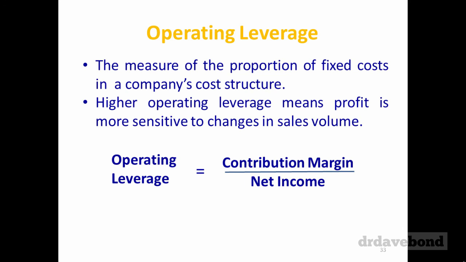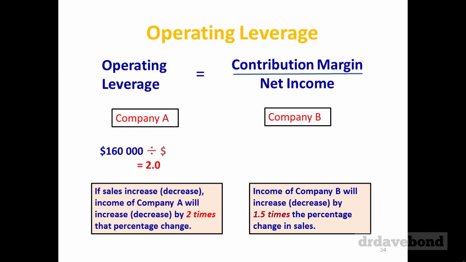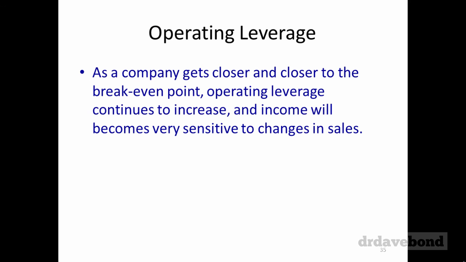What a higher leverage does is it means that profitability is going to be more sensitive to changes in sales volume. Maybe you want to be sensitive to changes in sales volume, but that can have a detracting effect. So operating leverage for company A is going to be 2 times. Operating leverage for company B is going to be 1.5 times. As you get closer and closer to the break-even point, which is 0 profit, your income becomes very sensitive to changes in sales, and it'll mechanically work out that way.